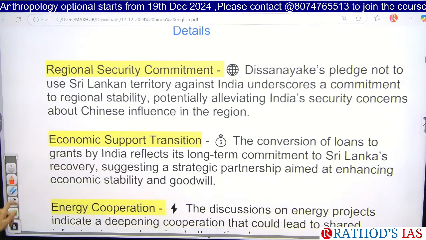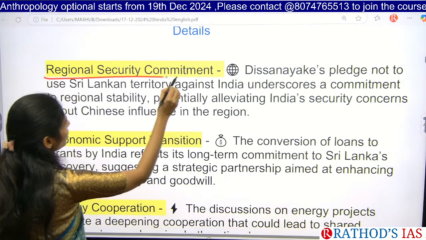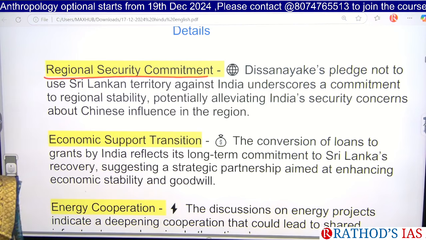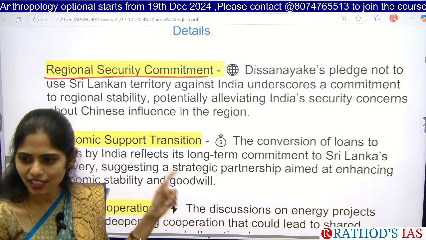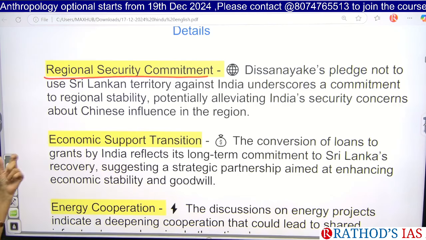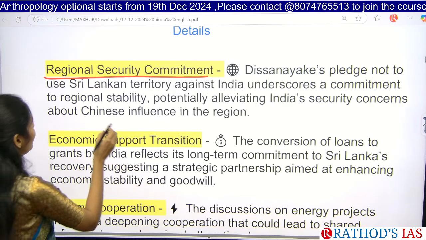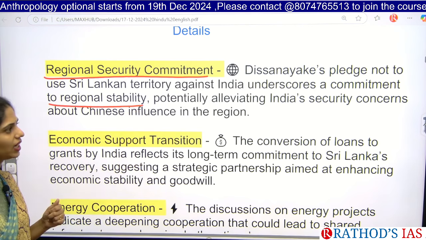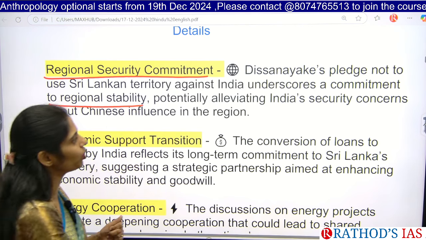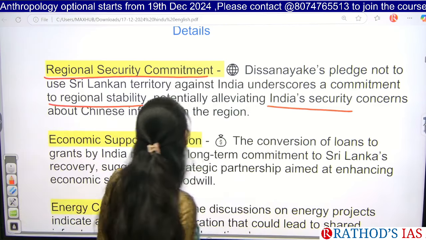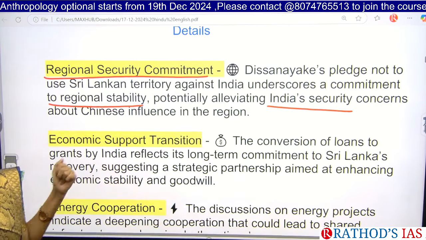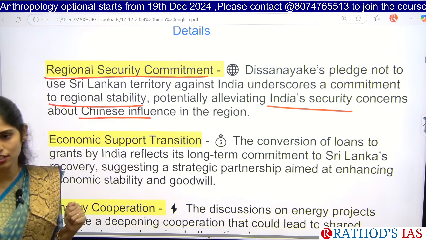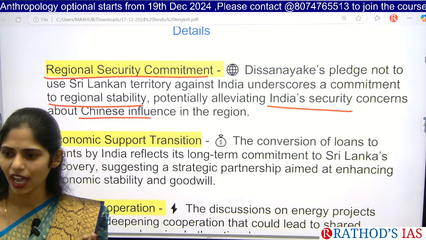And if you see the first point, they are saying regional security commitment. So here Sri Lanka gave an assurance that its land will not be used for activities against India. That means we are focusing on regional stability. Because of this, it will improve India's security concerns, and we can even control Chinese influence in this region. So this is the first important point that you have to remember.